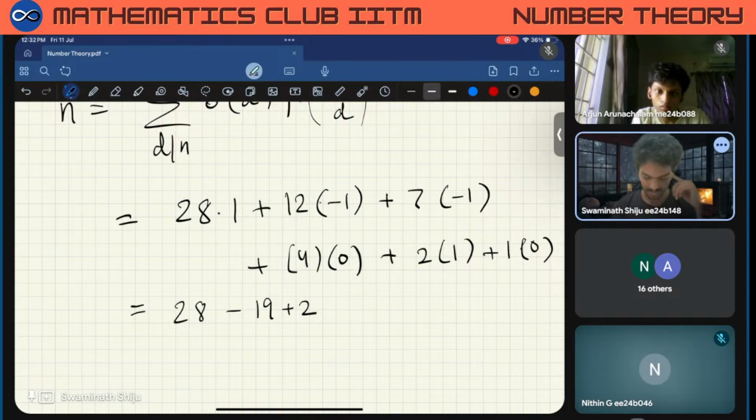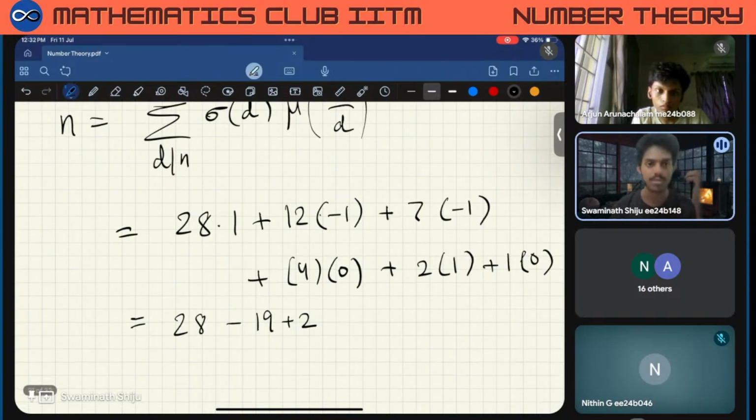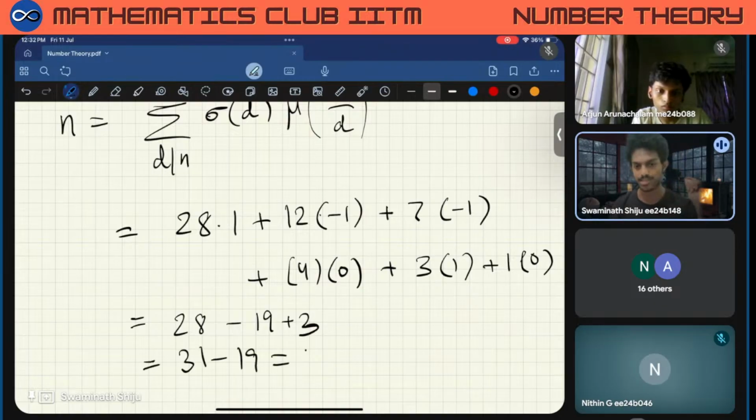28 minus 19, this is 5 of sigma 2. Sigma 2 is 3. It's 3 into 1 plus 3. That is 31 minus 19, which is 12. So you can see the sanity check works.